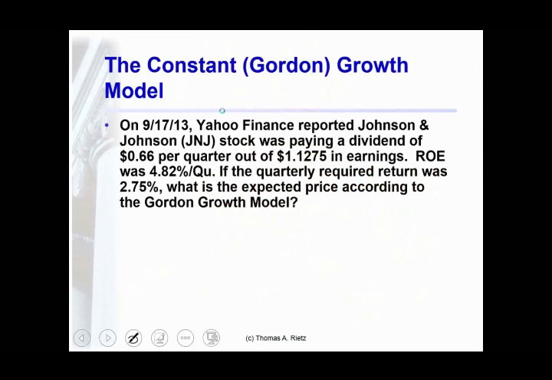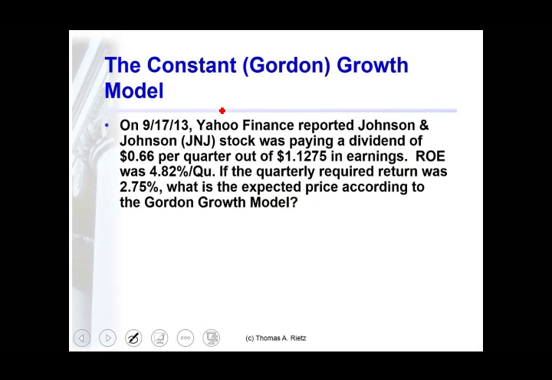On September 17, 2013, Yahoo Finance reported that Johnson & Johnson stock was paying a dividend of 66 cents per quarter out of earnings of $1.1275. ROE was 4.82%, and I've already divided by 4 to give you the quarterly rate. Let's assume the quarterly required return was 2.75%. What is the price expected to be under the Gordon growth model?